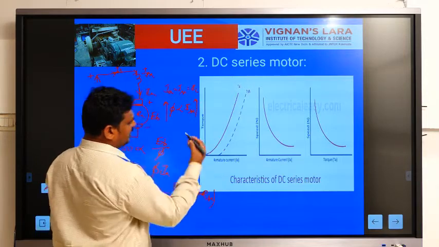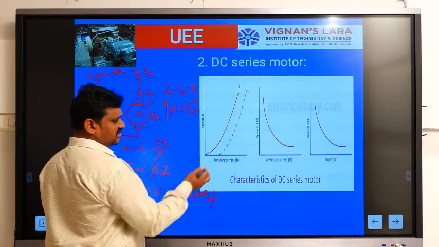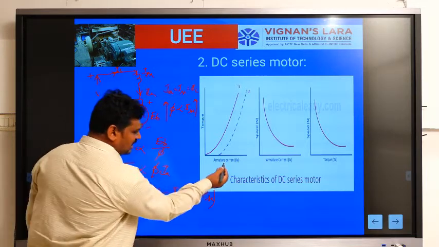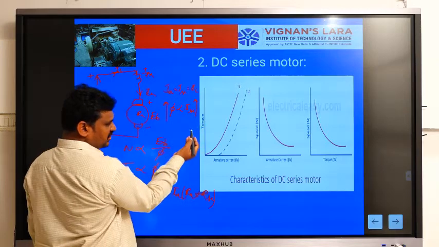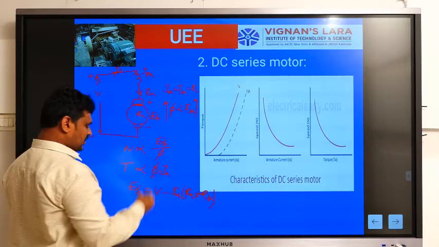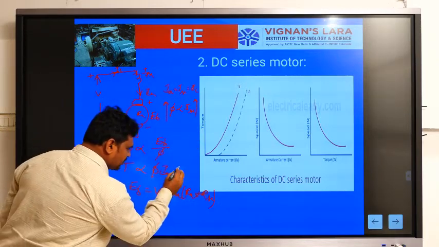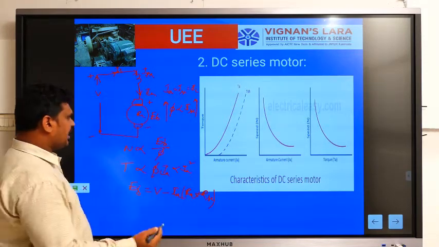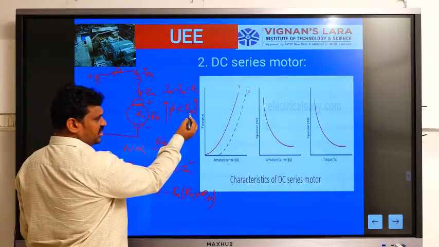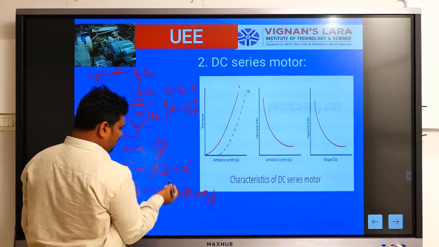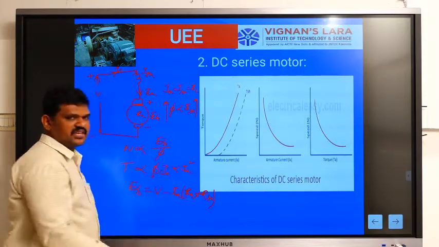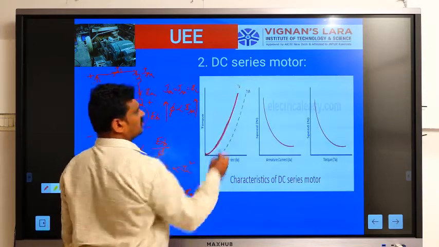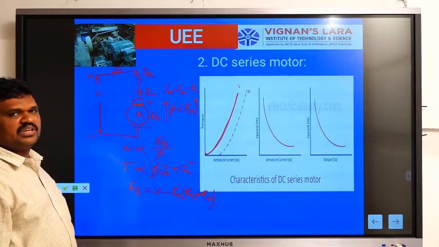Now, I want to draw the characteristics of torque versus armature current. If the armature current increases, ISC also increases. When ISC increases, the flux also increases. Simply, I can say torque is proportional to IA square. Why IA square? The flux is proportional to ISC, and ISC is equal to IA. Now it is simple: torque is proportional to IA square. It is the parabolic characteristics.